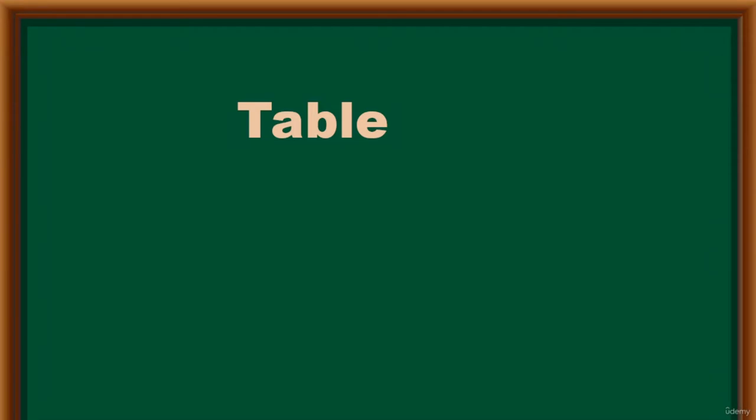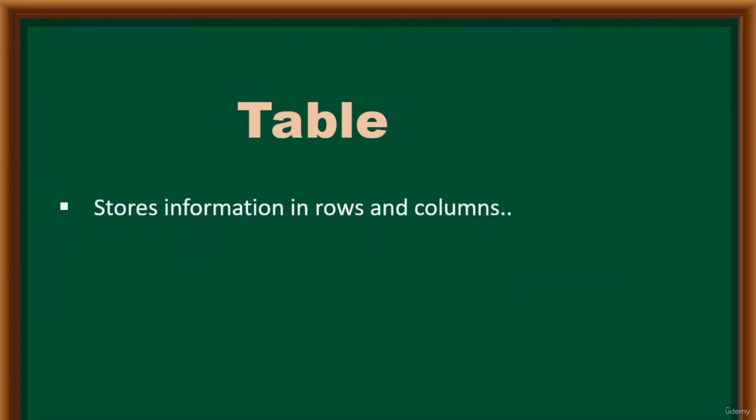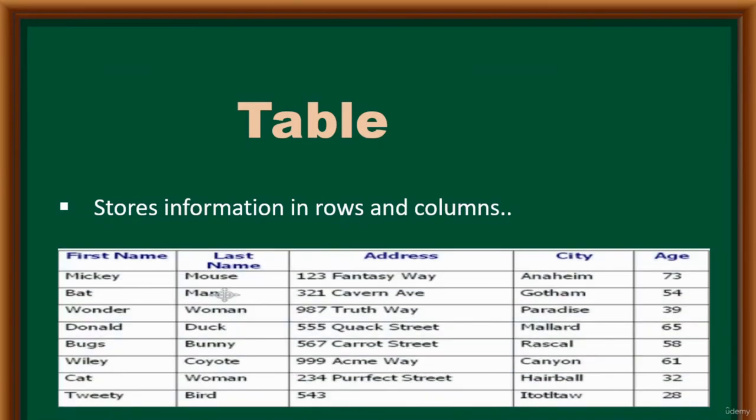What is a table? A table basically stores information in rows and columns, just like in an Excel spreadsheet. So if we take a look at the illustration I showed you previously, we can see that this is a database that consists of a table, and the table has information in rows and columns. So these rows are horizontal. Okay, so these are all rows.